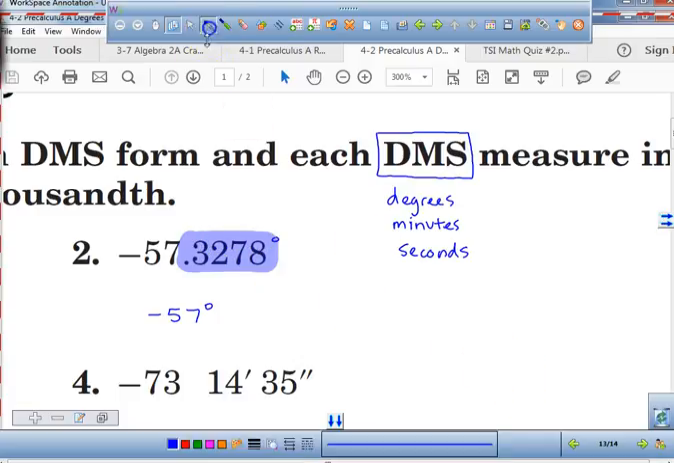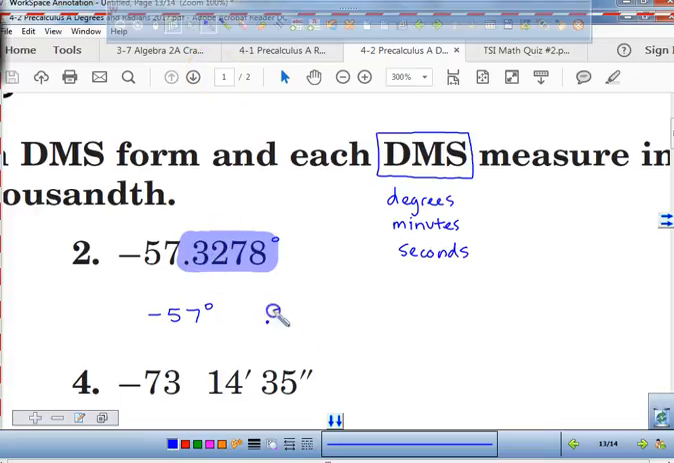So here's what you do. You take this decimal, 0.3278. You take that decimal, and you multiply it by how many minutes there are in a whole degree. How many minutes are there in a whole degree? 60. So you multiply it by 60. And this will give you the number of minutes that you have.